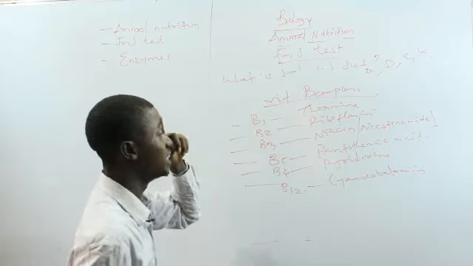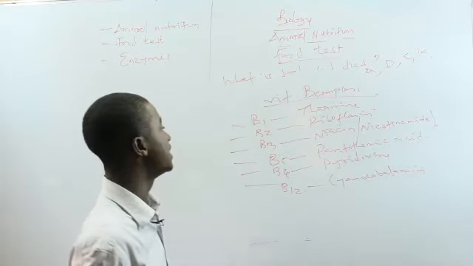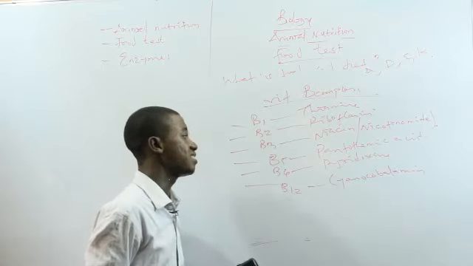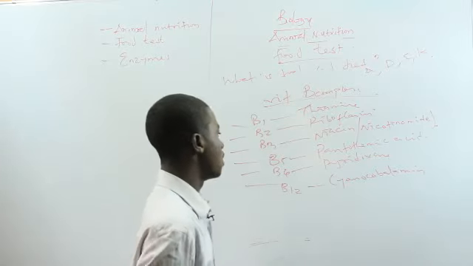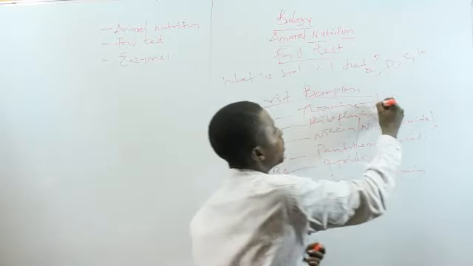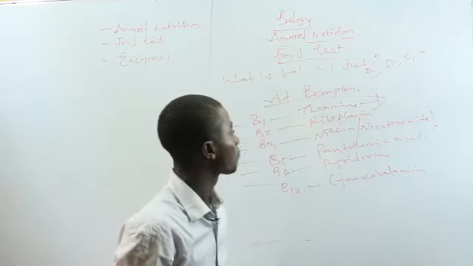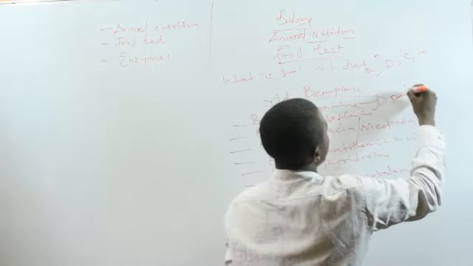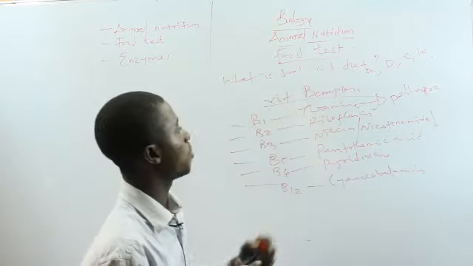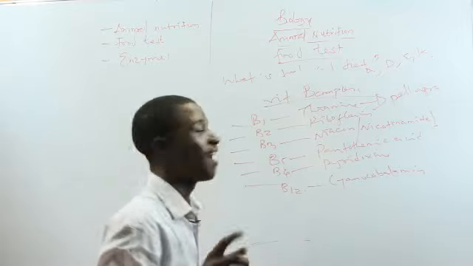Vitamin B1 is called thiamine. Vitamin B2 is called riboflavin. Vitamin B3 is called niacin. Vitamin B5 is called pantothenic acid. Vitamin B6 is called pyridoxine. Vitamin B12 is called cyanocobalamin. So I would only major on vitamin B1. Lack of it will cause what we call pellagra, like rough skin, pellagra.